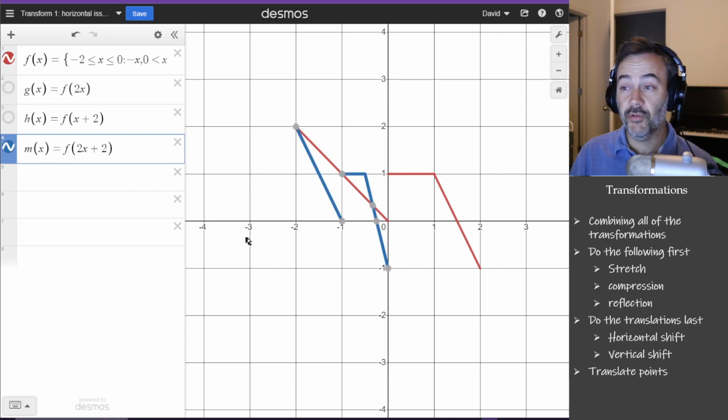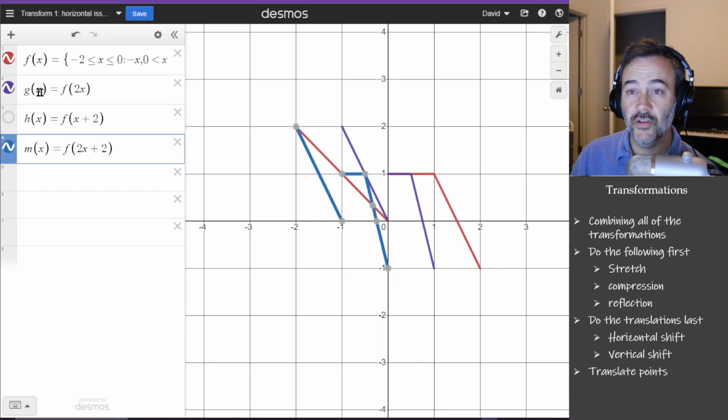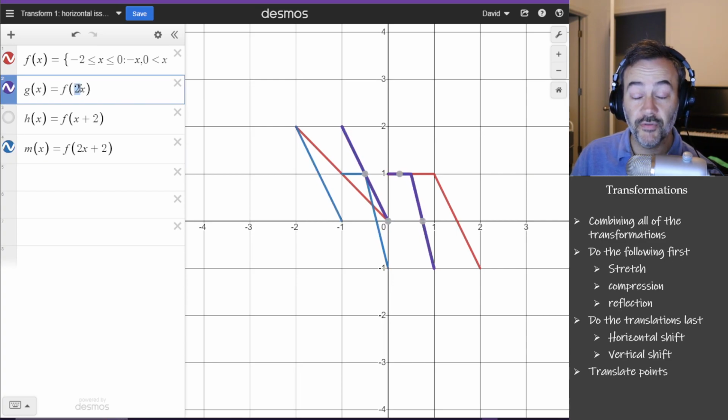So if we look at this, it's actually this graph. Remember I said earlier, always do the compressions first, stretch and compression. So if we first compress f by this, so it gets squished in, that's the one we already saw.